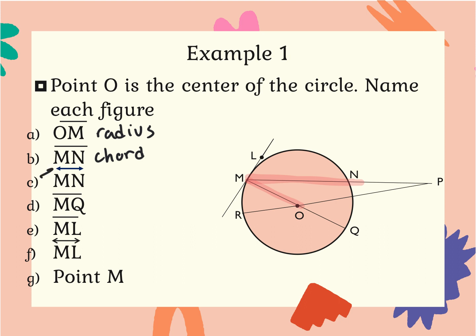And then we have line MN, but because you have the line symbol up on top of it, you know it's going to be a secant. If you see it, you notice how it keeps going outside of the circle. So I'm going to erase this right now and then keep highlighting. Now MQ is right here. It crosses from edge to edge and it crosses through the center. So that is a diameter.